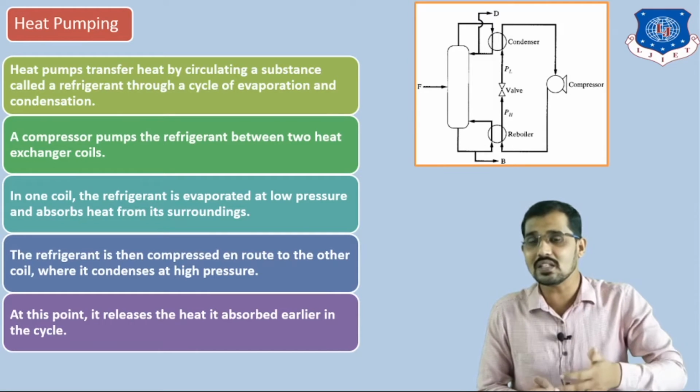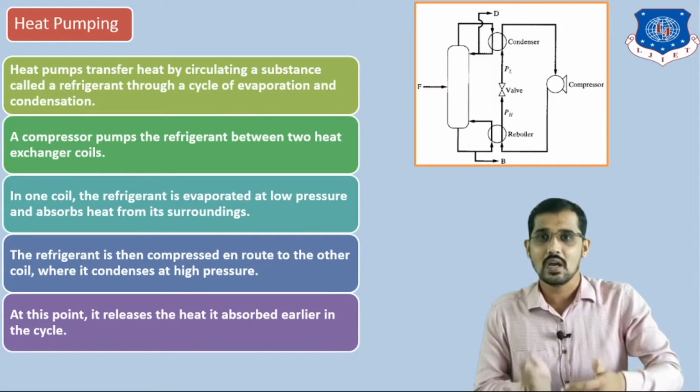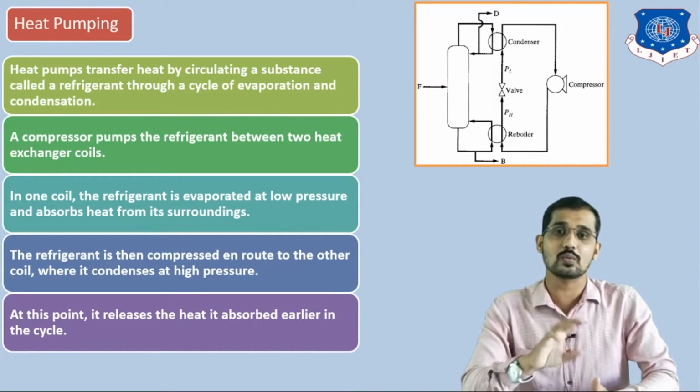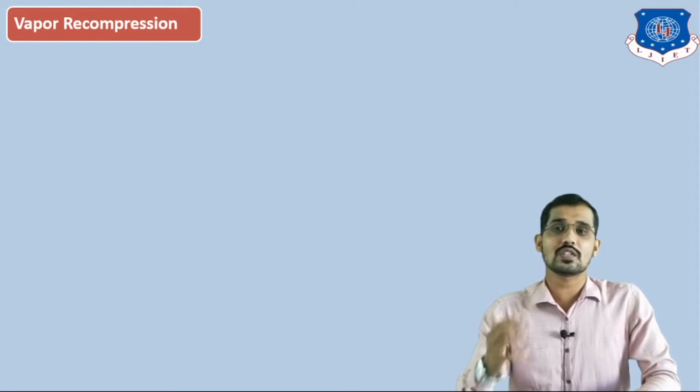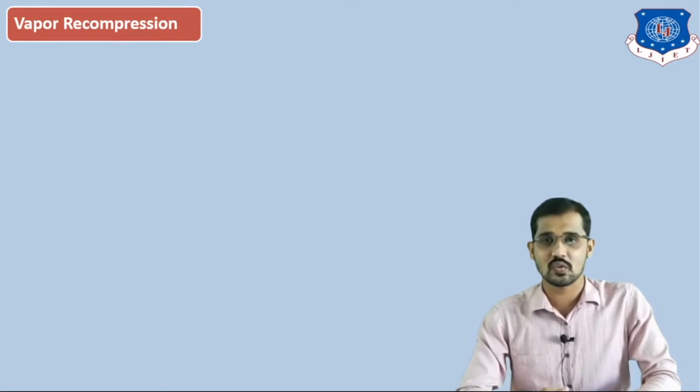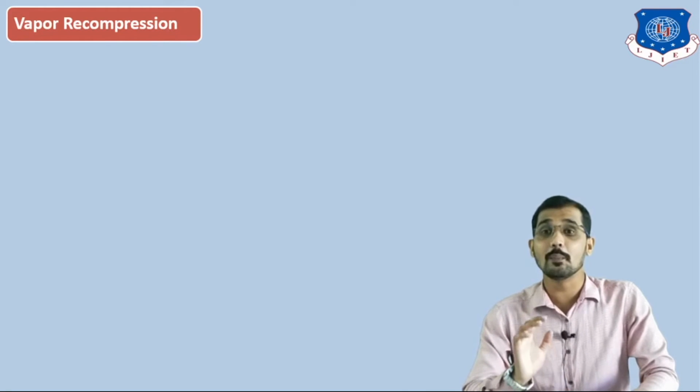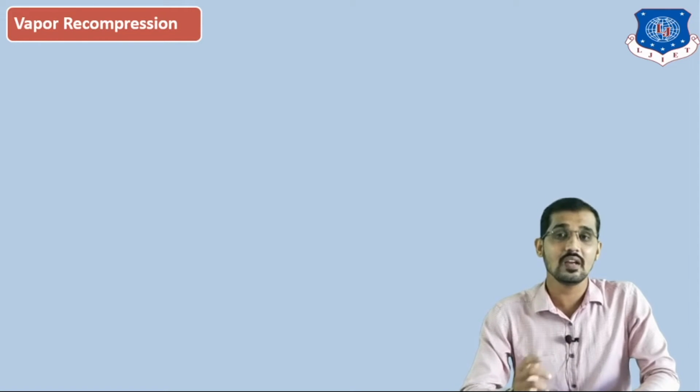Ultimately we are increasing the temperature of the vapors. After that we are sending those vapors to the condenser for condensation. Now we will see the next concept of process integration in a distillation column, that is vapor recompression. Vapor recompression means we are compressing vapors again and again in a compressor.